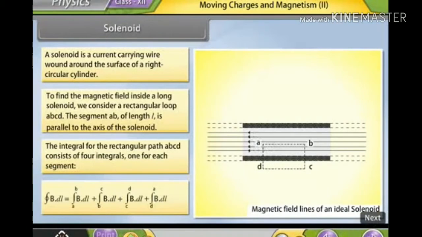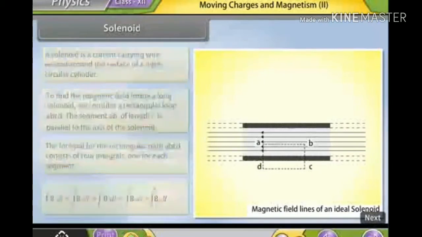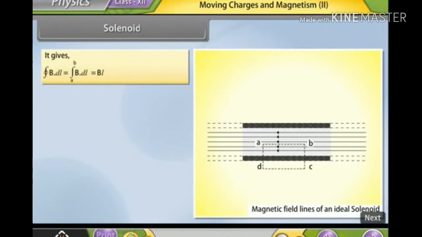Closed integral of B dot dl is equal to integration from A to B of B dot dl plus integration from B to C of B dot dl plus integration from C to D of B dot dl plus integration from D to A of B dot dl. It gives closed integral of B dot dl is equal to integration from A to B of B dot dl, which is equal to BL.